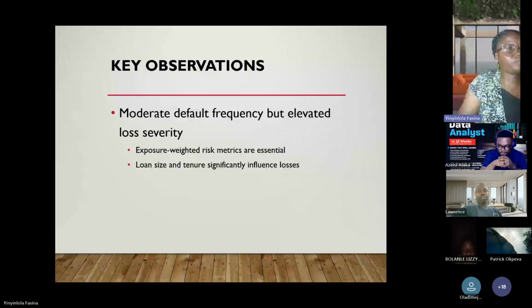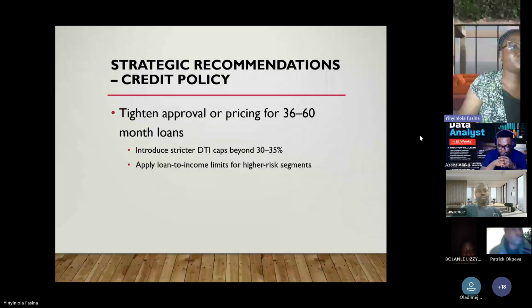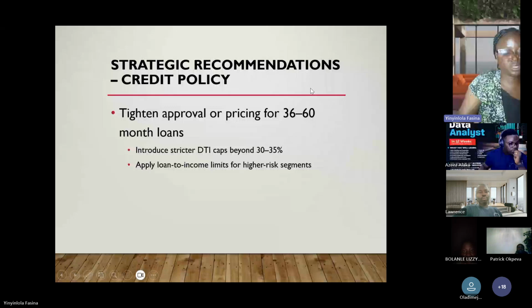For strategic recommendation policy, I recommend that the bank should tighten approval or pricing for 36 to 60 months loans, and then introduce stricter debt to income caps beyond 30 to 35%. The bank should also apply loan to income limits for higher risk segments.